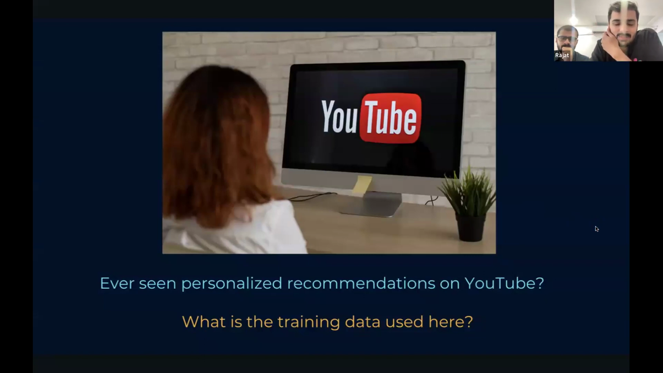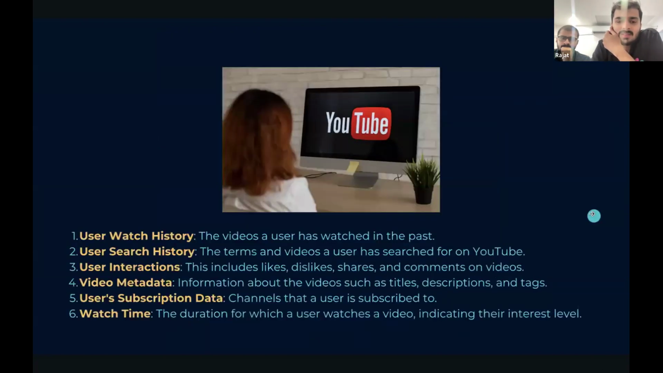Everyone has given a different type of answer. The actual answer is basically the watch history, the search history, and the user interactions. Every user sees a different YouTube. The reason is that if I watch more comedy videos on YouTube, I will get recommendations which are also comedy videos. So the training data is not generic or common to all. Here, the training data is very specific to every user.